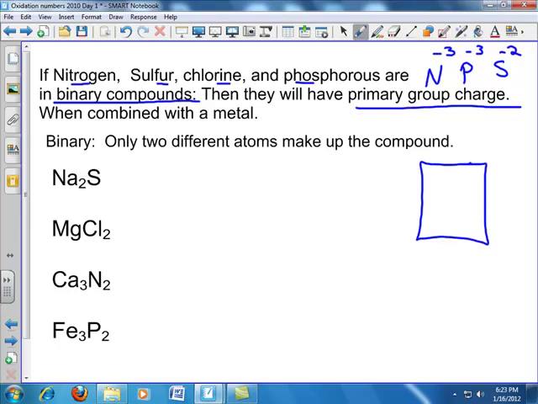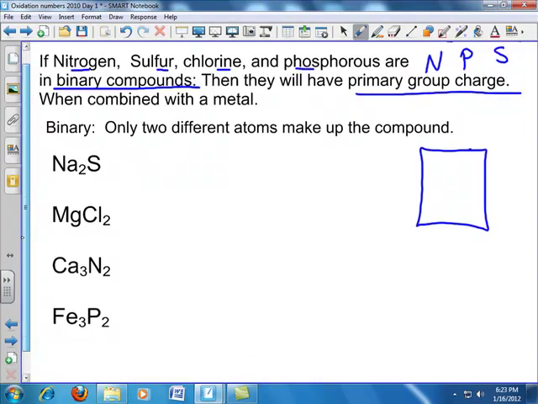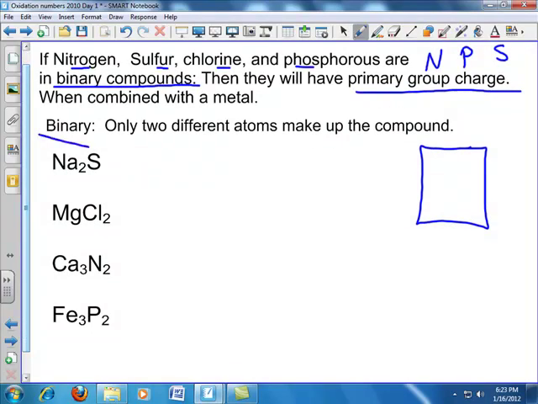So, what we're going to look at here is just some binary compounds. First of all, you need to define the word binary. Binary is only two different atoms that make up the compound. In fact, that's one of the first naming systems we're going to do, the binary naming system.